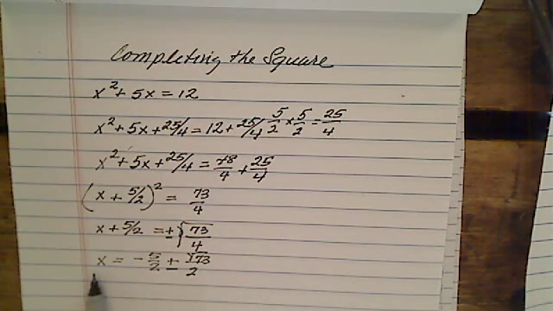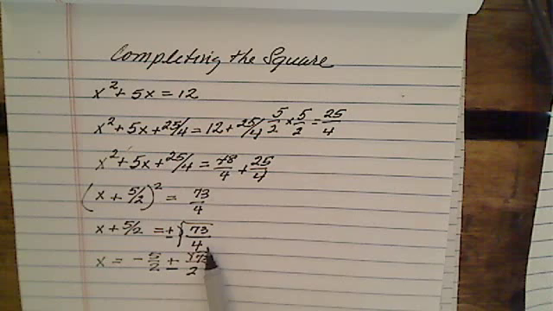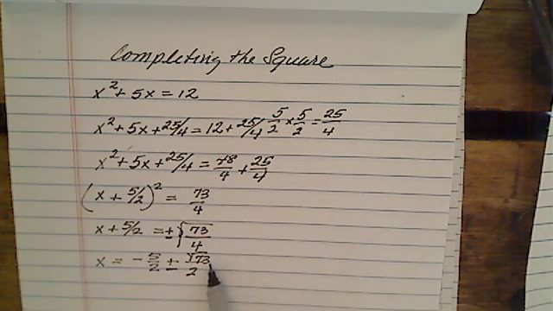Solving for x, we bring this over here. We subtract 5 over 2 from both sides. Isolate your x. And what I've done here is I want to give them a common denominator. To do that, I can find the square root of 4, which is 2, but there is no even square root of 73, so we leave it under the radical. And now we can combine this for our answer.